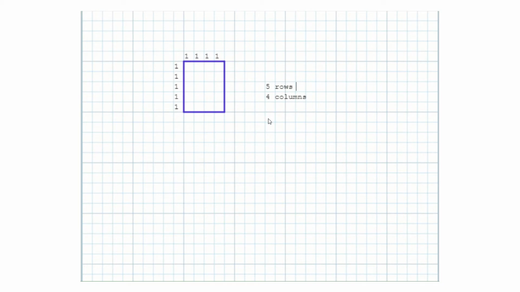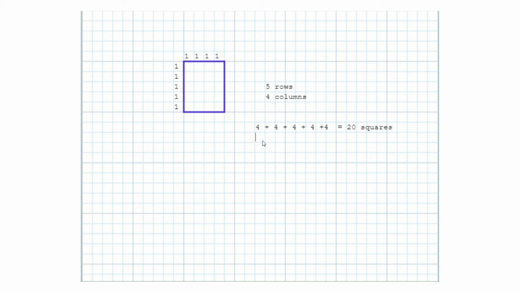Now, our next job is to figure out how many squares make up this rectangle. Well, we can skip count using our rows or our columns. We might skip count by 4s or just add 4 a few times. We know we have 5 rows, each with 4. So we're going to have to add 4 a total of 5 times. And that equals, quick, do the math in your head, 4 plus 4 is 8. Plus another 8 is 16, plus 4 is 20. 20 total squares.